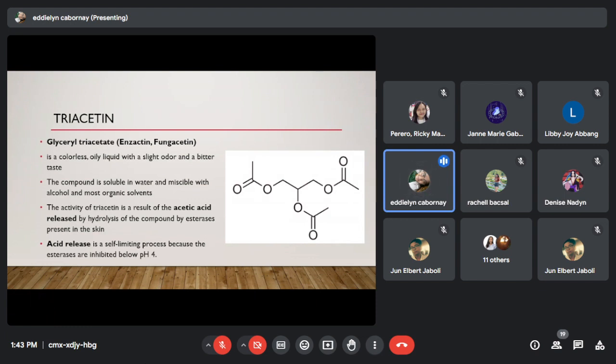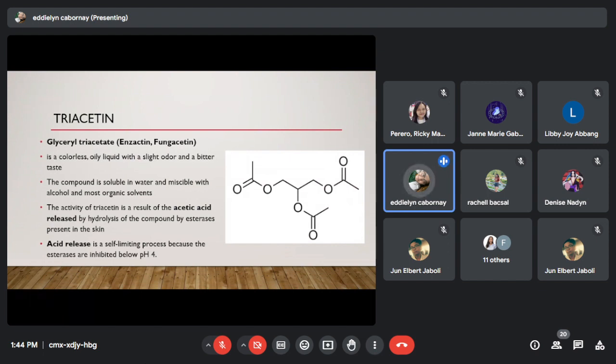Okay? So the process of acid release from triacetin is self-limiting due to the inhibition of esterases below a pH of 4. This means that as the pH of the environment decreases, it becomes more acidic. So the activity of the esterases is inhibited, leading to a reduction in the hydrolysis of triacetin and subsequent release of acetic acid. This self-limiting mechanism helps regulate the activity of triacetin and prevent excessive acid release.